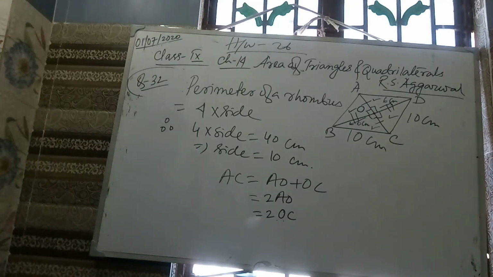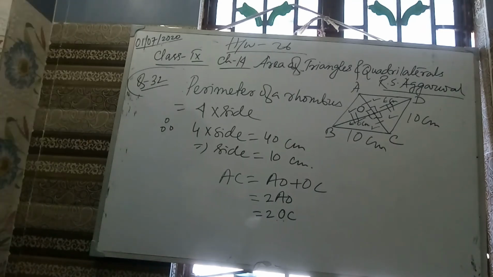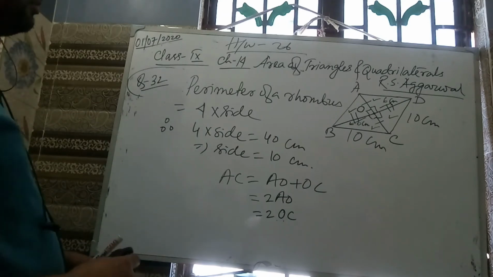Write down whatever I am saying. Let ABCD be the rhombus.